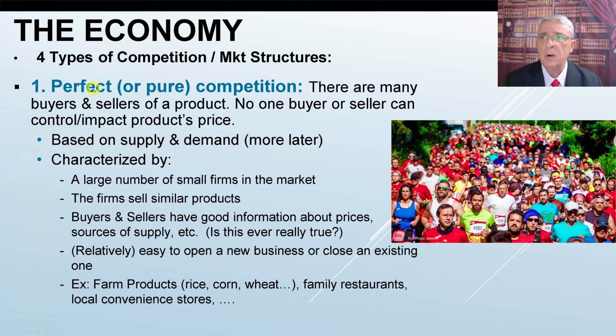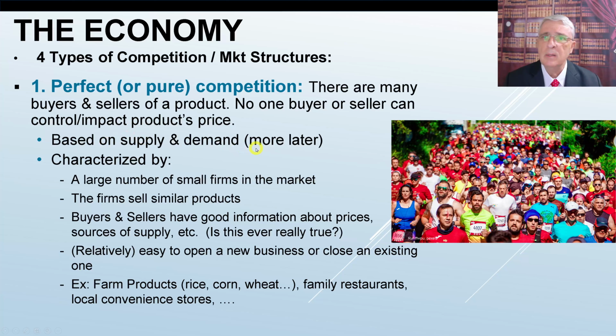The first is perfect or pure competition, and there are many buyers and sellers of a product. No one buyer or seller controls or impacts the product's price. So they can't come in and say, okay, we're going to lift the price today, and everybody else has to follow suit. If they raise the price, chances are they're going to be alone.